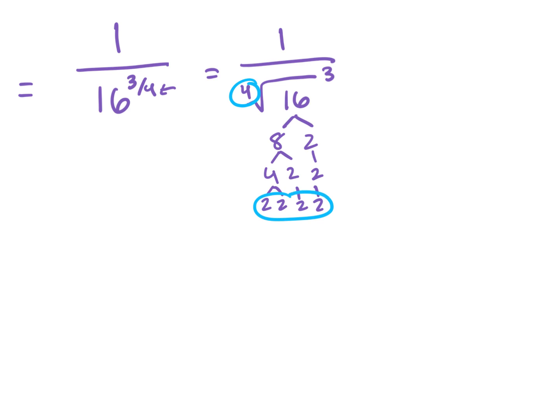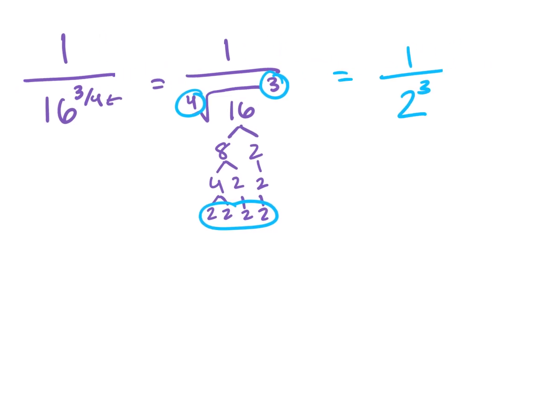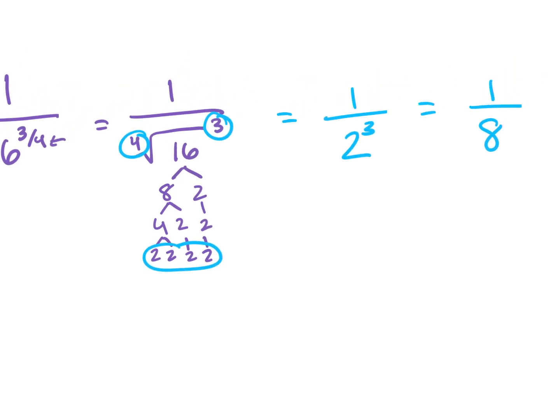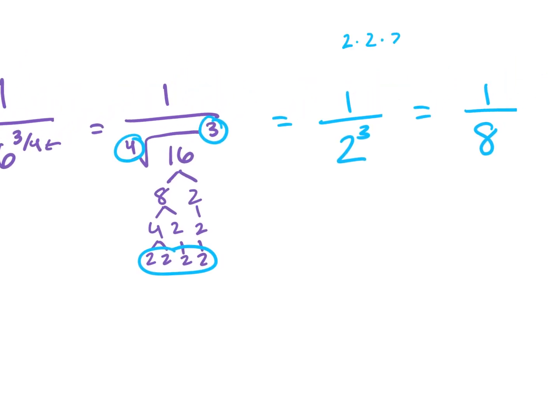4 of a kind, so a 2 comes out. So we have 1 over 2, but we still have that exponent of 3. So 2 to the 3rd power. Don't forget, if you have an exponent, it just stays up top. What is 2 to the 3rd power? Awesome, 8. Remember, it's like saying 2 times 2 times 2. So 1 over 8.